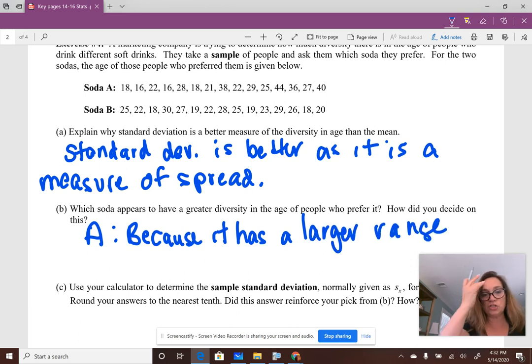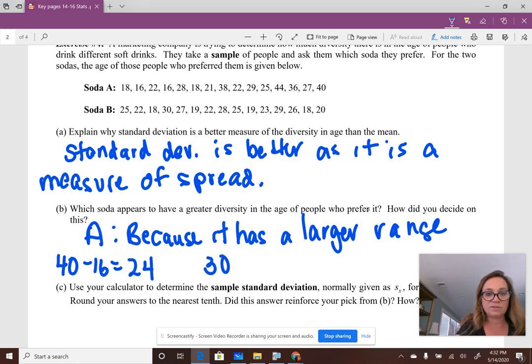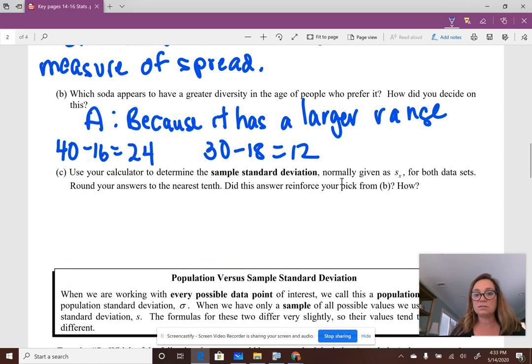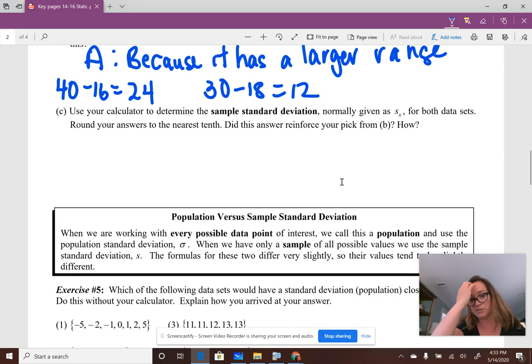And you could actually show the range if you want. 40 minus 16 is 24. And then the other one is 30 minus 18, which is only 12. So you could definitely show that. Okay. Any questions? Okay. So now, standard deviation.